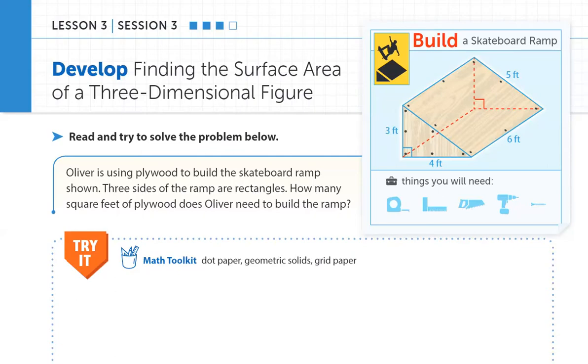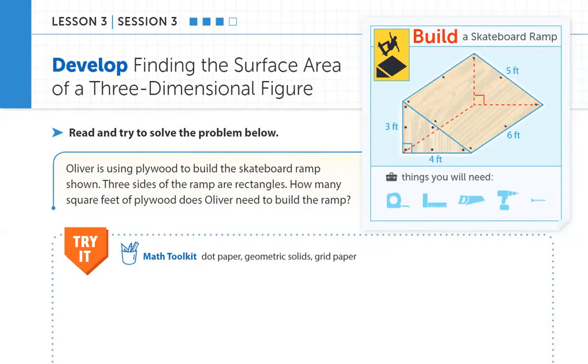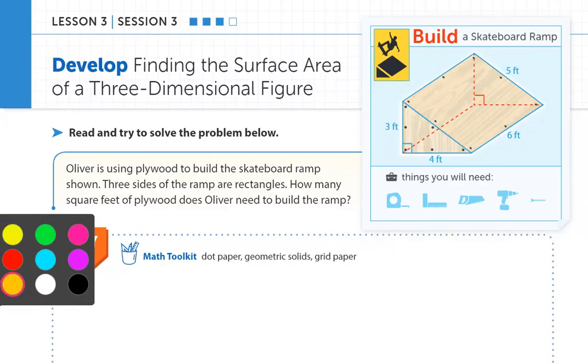Alright, so our try it here is Oliver is using plywood to build a skateboard ramp. 3 sides of the ramp are rectangles. How many square feet of plywood does Oliver need to build the ramp? So all we need to do is find the area of each of the shapes, each of the faces, and add them together.